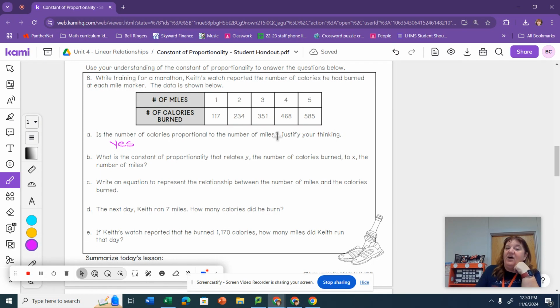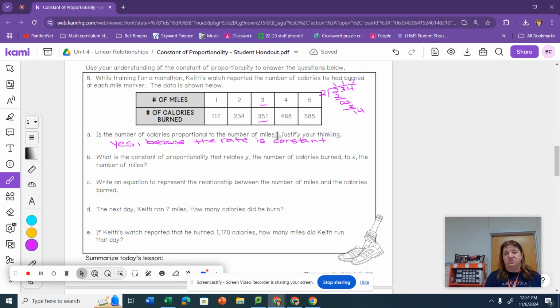Do you see that? If I took 234 and divided it by 2, I get 117. If I take 351 and divide it by 3, I would get 117. So the answer would be yes, because the rate is constant.